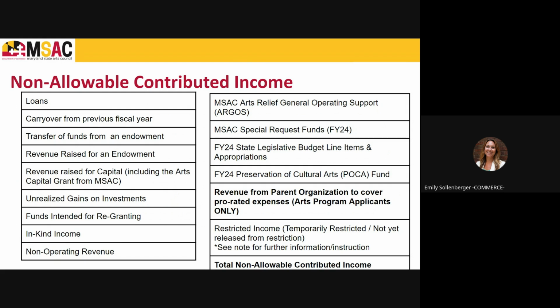On the second column here, you'll see that if you received arts relief funding in the past couple of years, and it might be within, say, your calendar year 23, fiscal year, you would not be able to include that as allowable. It should fall in your non-allowable category, including if you perhaps receive special request funds from us. If you have any state legislative budget line items or appropriations, along with the Preservation of Cultural Arts Funds, or POCA for short. If you receive any of those specialized funds directly from the state, those are all non-allowable.